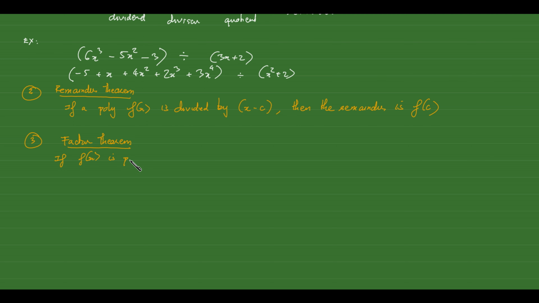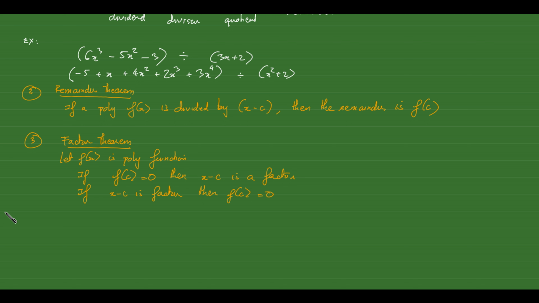If f(x) is a polynomial function, if f(c) equals 0, then x minus c is a factor. If x minus c is a factor, then f(c) equals 0. So actually these statements are equivalent to each other.